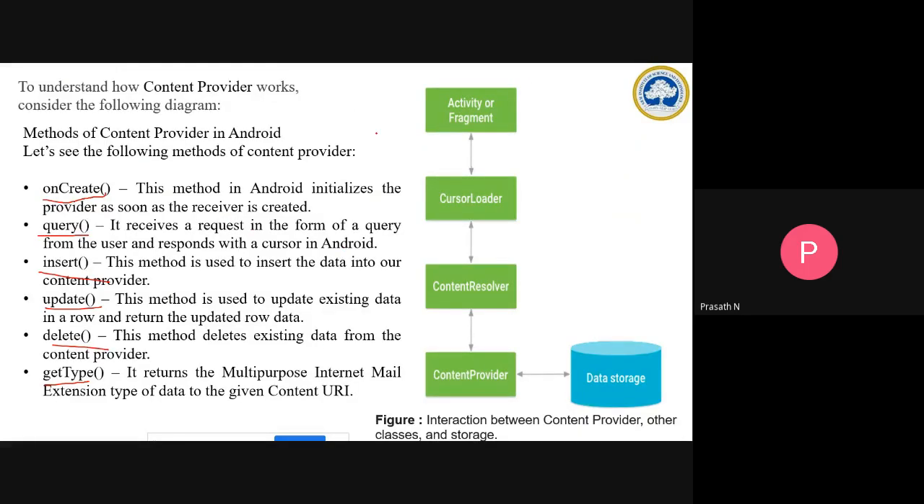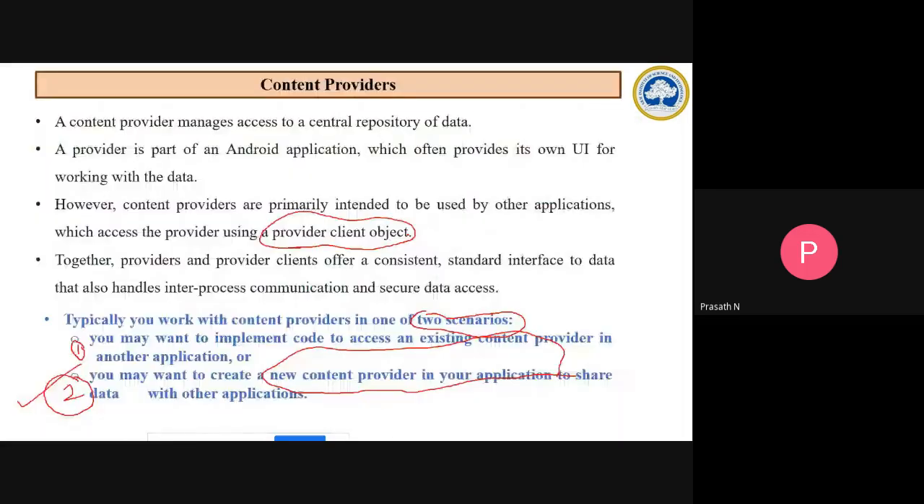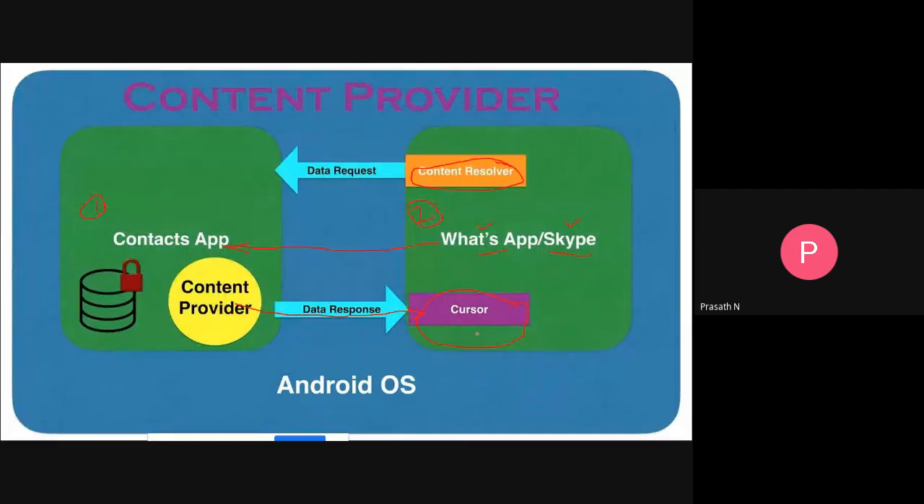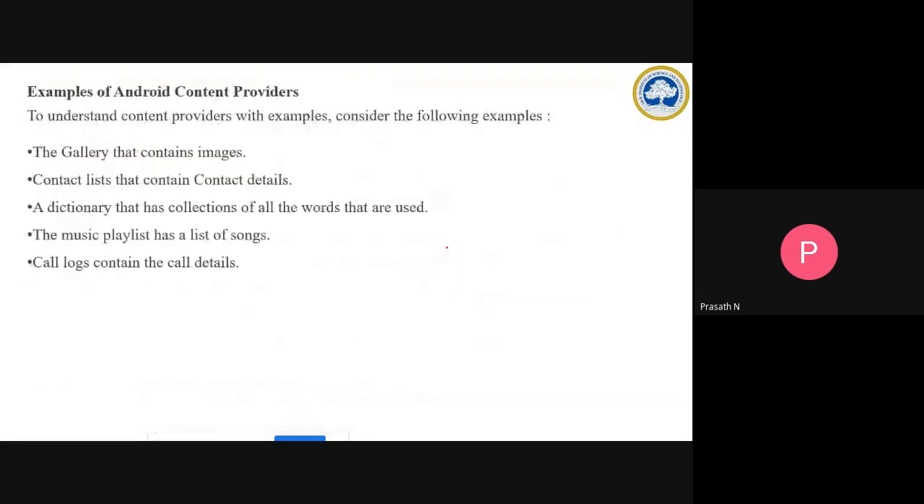Initially, from an activity or a fragment, you will be requesting something that will be communicated with the help of the cursor loader. You know what a cursor loader or a cursor is. We have seen that in the previous diagram, so I hope you remember. You will have an activity, and that will work with the help of the cursor as well as the content resolver. That is what is shown there.